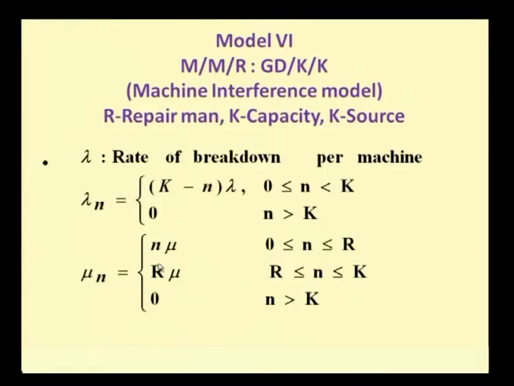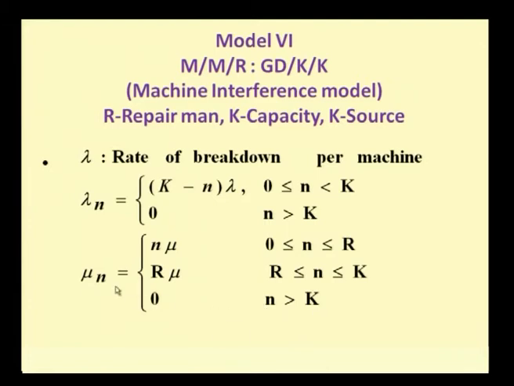mu_n is defined as n into mu when there are n customers in the system. This n lies between 0 and R, and we have capital R into mu when n is between capital R and K, and the rate is defined as 0 when n is greater than K.